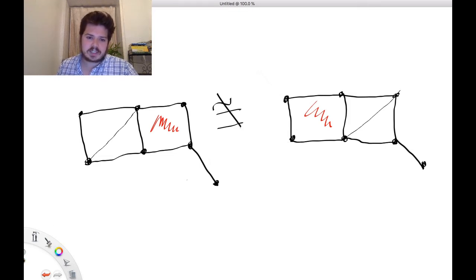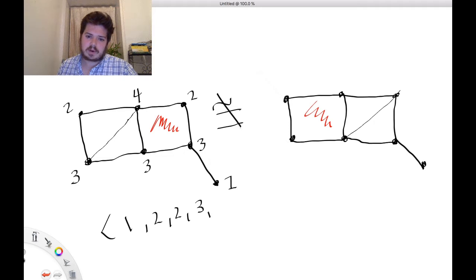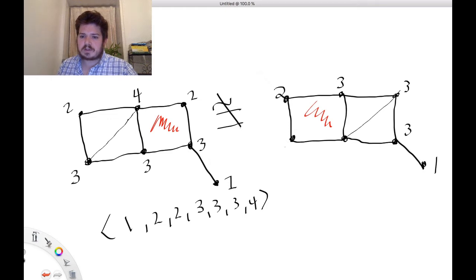So first of all, let's just count the degrees. So this one is degree 1. This one is degree 3, 2. This one is 4, 3, 4. So degree 2, degree 3, and degree 3. So this is 1, 2, 2, 3, 3, 3, 4. Now let's count this one. So this is 1, this is 3, this is 3, this is 3, 2, 2, and this is 4. So it has the same degree sequence: 1, 2, 2, 3, 3, 3, 4.